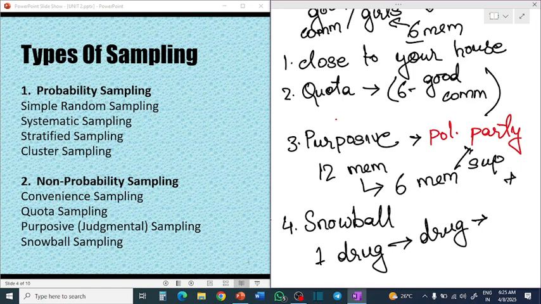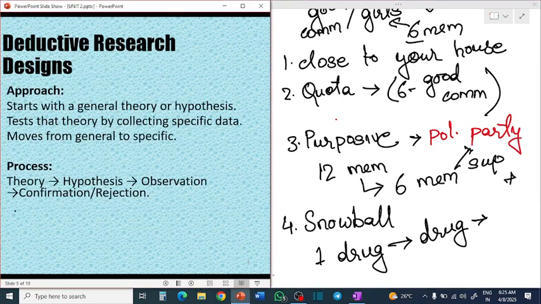So I hope this is understood by all of you. Types of sampling. There are two types. One is random sampling and another one is non-random sampling. Random sampling is known as probability and non-random sampling is known as non-probability sampling. So we move on to the next topic, which is deductive research design.